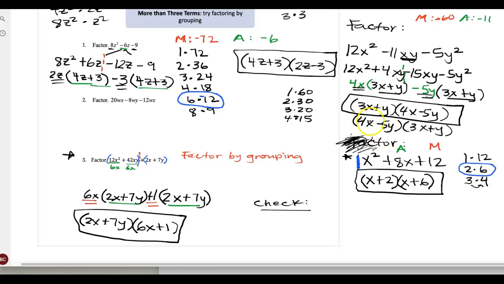What do you guys think? Yeah, I think it's the same answer. Why do you think? Yeah, it's multiplying, right?